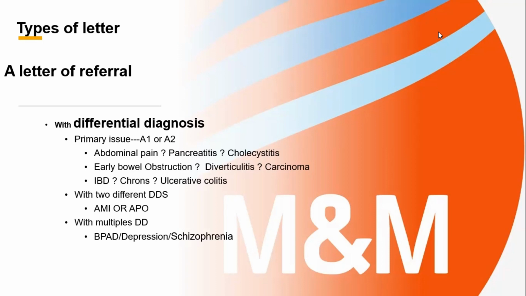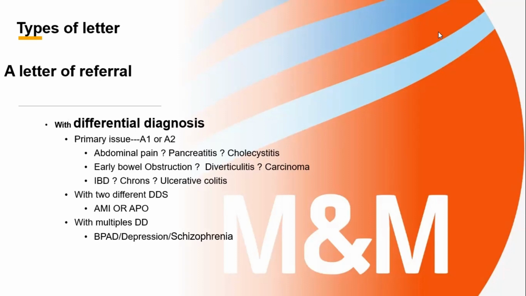Then we can see the second type of differential, when we have two diseases. When we have two diseases, we can write those two diseases down separately. Okay. We have two diseases, we can write them down separately, right?